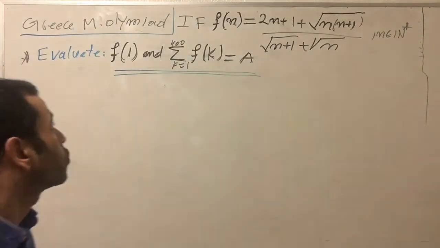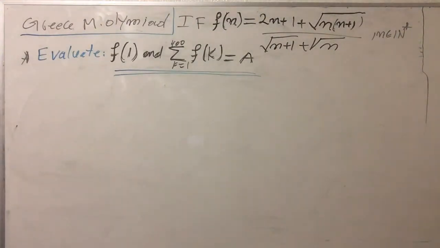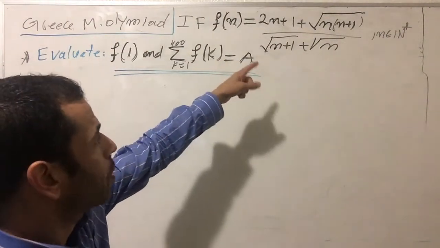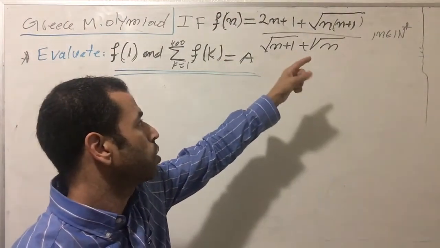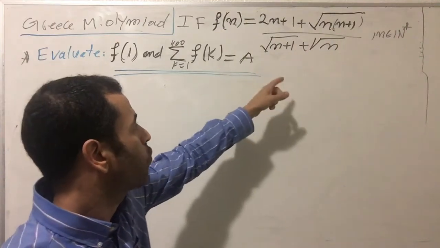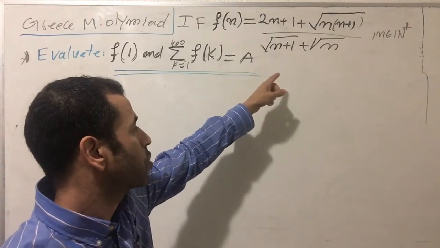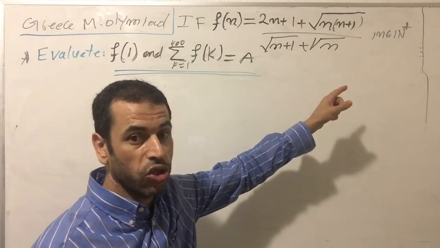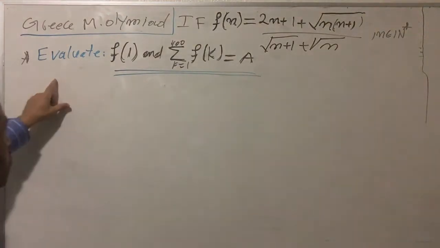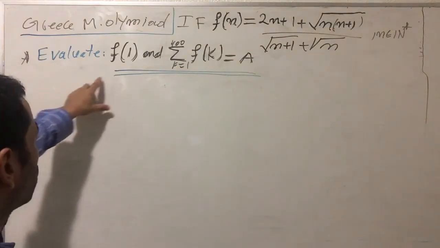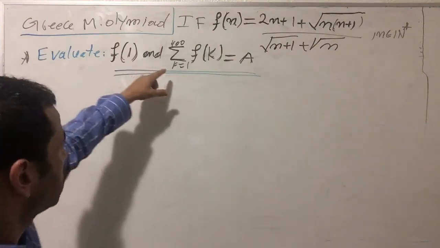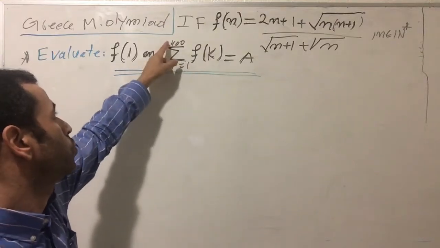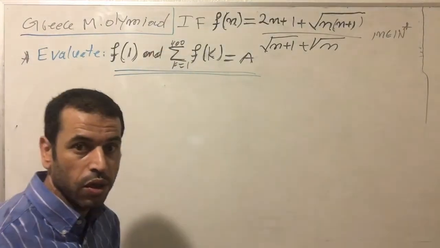In today's video, I'm going to do a very interesting problem from the Greek Mathematical Olympiad. If f of n equals n plus 1 plus square root of n multiplied by n plus 1, over square root of n plus 1 plus square root of n, as a positive integer, okay? The question: we have to evaluate f of 1 and the sum of f of k as k goes from 1 to 400, okay?